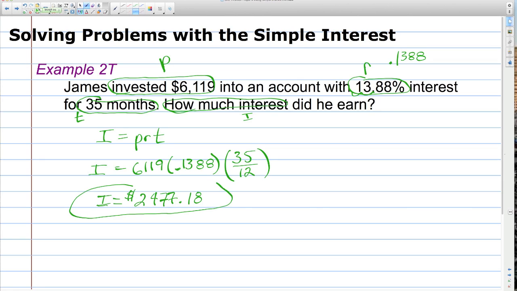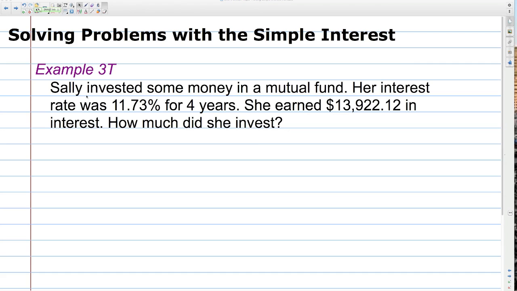So, James earned almost $2,500 in interest over almost 3 years. Sally invested some money in a mutual fund. Her interest rate was 11.73% for 4 years. She earned $13,922.12 in interest. How much did she invest?